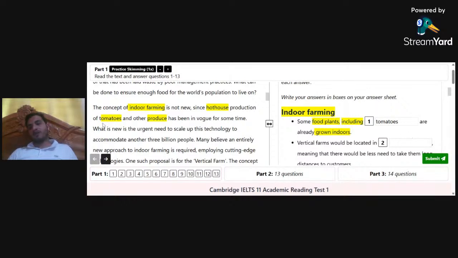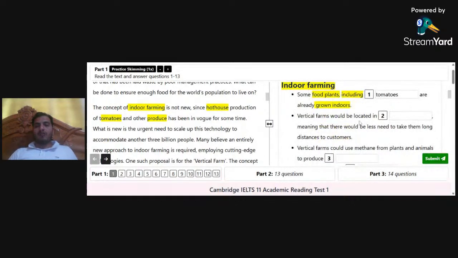If you make one, that is just a blunder, because you have to pick the word and paste it here, type it here. So, vertical farms would be located. There is something, as I told you yesterday in the class, the physical class, that first of all you need to understand the questions completely.